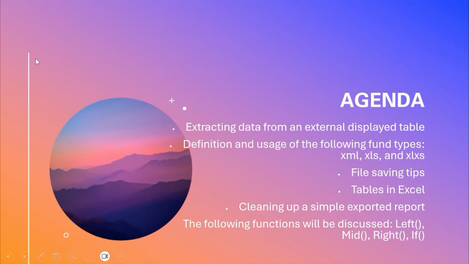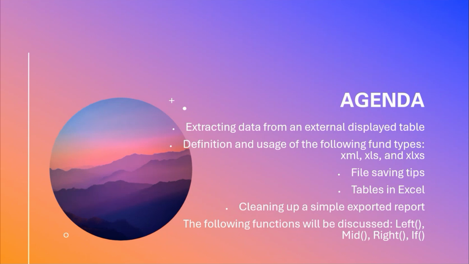So what we're dealing with, we're going to be extracting data from an external displayed table in Springbrook. Part of that would have to talk about file types because Springbrook lies about what file types they use. We'll talk about XML, XLS, and XLSX. Some file saving tips so that in the future you can find where you put things.